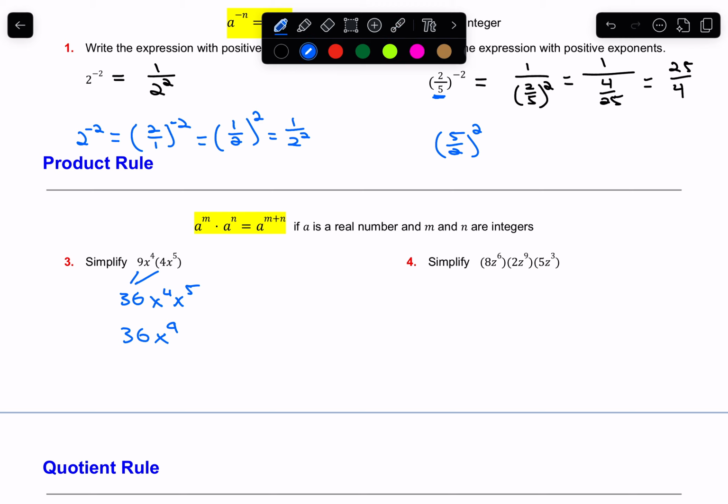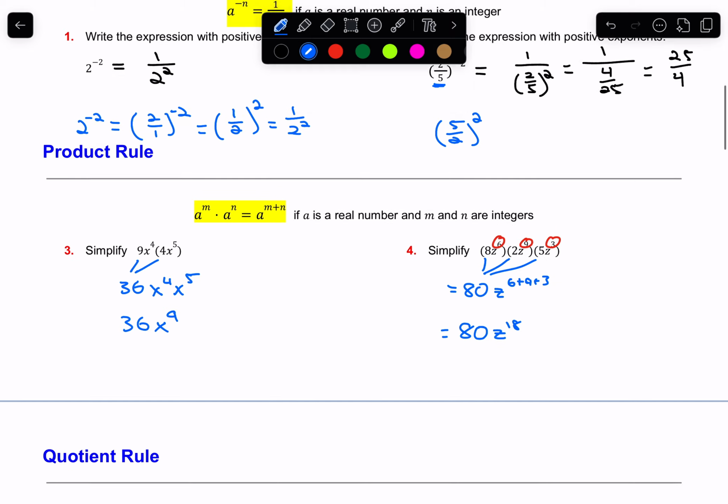For the next one, same idea. We're going to take all the coefficients, move them to the front using the commutative property. So 8 times 2 times 5, well, 2 times 5 is 10, times 8 is 80. And then we're just going to add all the exponents on the z's. So when I add together 6, 9, and 3, my new variable is going to be z to the 6 plus 9 plus 3. When you add these together, that is 18. So we have 80 z to the 18. So the commutative property allows us to put the numbers in front and the variables in back, and the product rule allows us to add together those exponents.